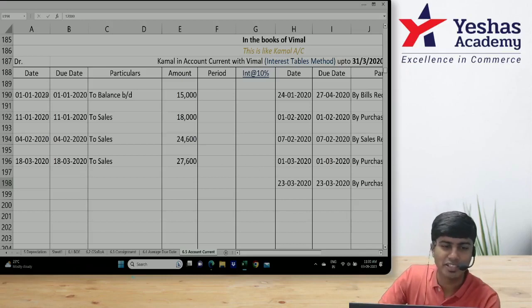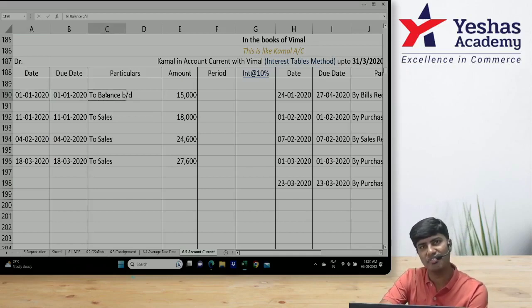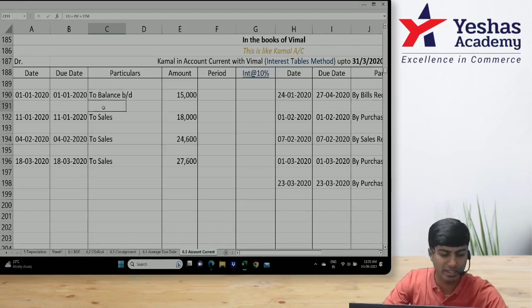Let's start. 1st of January to when are we preparing account current? 31st of March. This is opening balance. Should I count January 1st also? Yes. 31 days in January. Then 29 days in February. Why? 2020 is leap year. 29 in February and 31 in March.